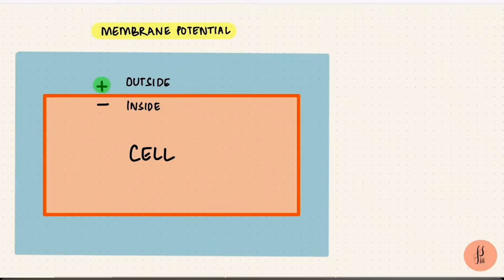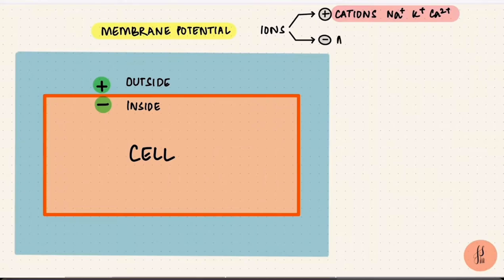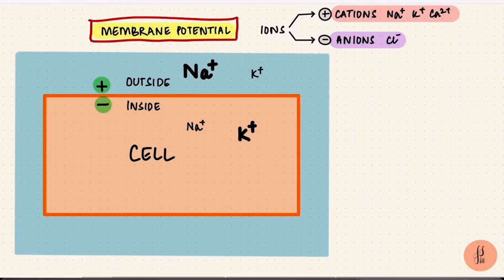Now, what could cause a charge difference? Ions. Ions carry charges, positive or negative. Positive ions are cations, like sodium, potassium, and calcium. Negative ions are anions, like chloride. These ions are distributed differently between the two environments. For example, sodium is higher outside the cell than inside. Potassium is higher inside the cell than outside. The uneven distribution creates a concentration gradient, which is going to contribute to the membrane potential.